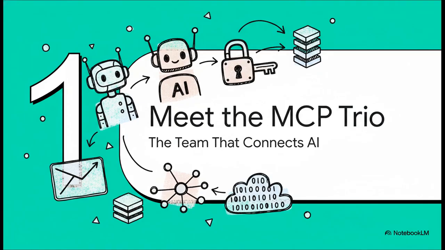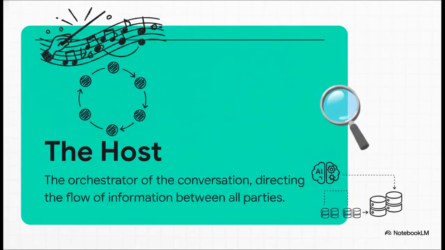So, how does this whole protocol work? Well, it's all orchestrated by a team of three distinct roles, and they have to work in perfect harmony. So let's meet the trio that makes this whole thing possible. First up, we've got the host. You should think of the host as the project manager or maybe even the conductor of an orchestra. Its entire job is to lead the process, directing the flow of information and making sure everyone knows who to talk to and when. It is the central coordinator of the whole operation.